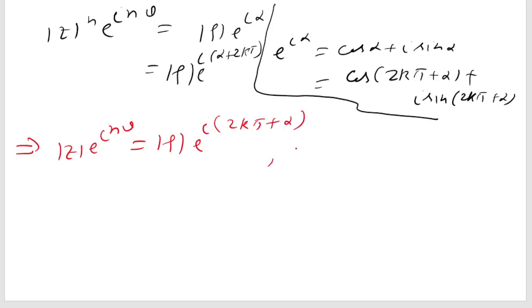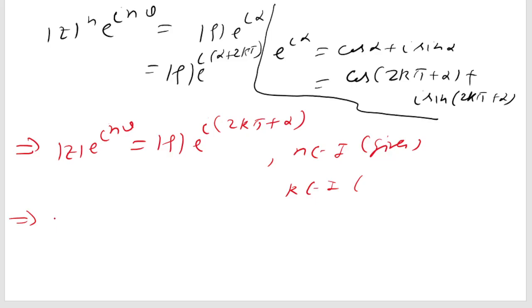Clearly here n is already an integer, it's given. It's given that we want the nth root of unity, whereas k is also an integer. Because cos is a periodic function, its periodicity is 2 pi, so k can be any integral multiple of 2 pi, with the fundamental period being 2 pi. Got it? Now we'll simplify this part.